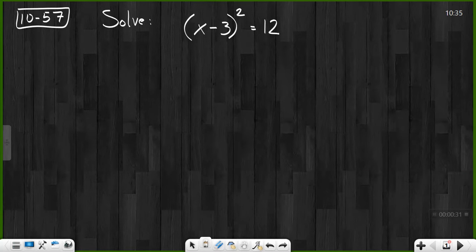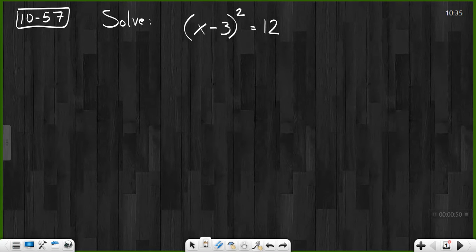So to solve this, you could start by rewriting it, which would mean to use FOIL or a generic rectangle to multiply these two binomials, x minus 3 times itself, and you could get that all worked out and factor it, but it's a big pain. There's an easier route to go. The easier route is to undo what's being done here.